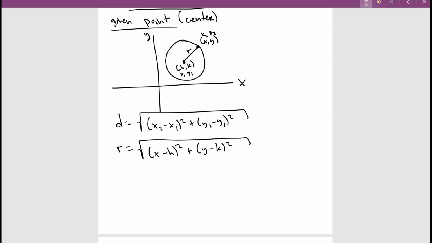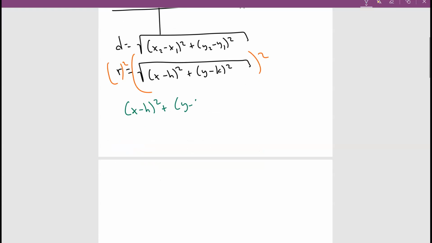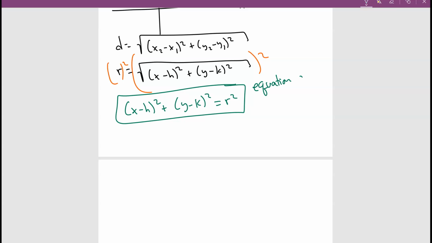Now I'm just going to square both sides to get rid of the square root. What I'm left with is the equation of a circle, which is x minus h whole quantity squared plus y minus k whole quantity squared equals r squared. This thing is the equation of a circle. Notice here that the center is h, k, and my radius in this case is r. So just keep this in mind.